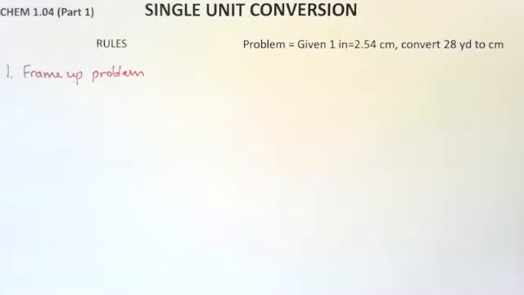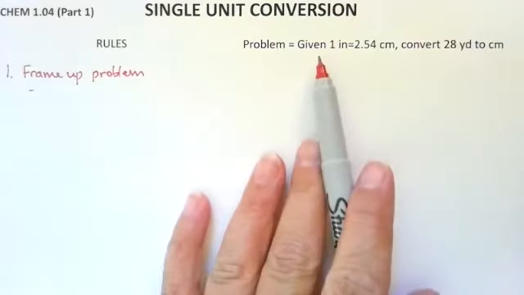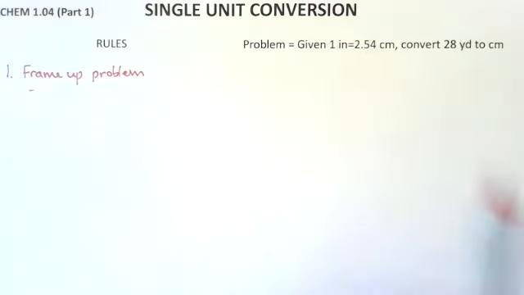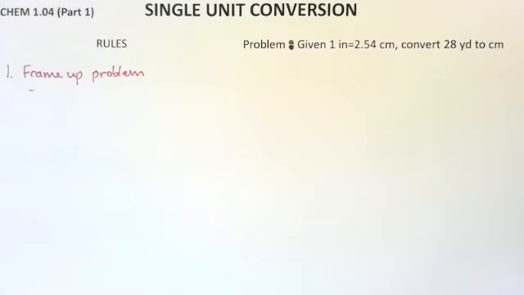If you've ever watched a house being built, you'll know that after they build the foundation, so we're assuming that you've got your foundation, they put a frame up around the house, and then they begin to build the house from the outside in. And that's exactly what we're going to do here. So when we frame up the problem, here's some tips. Our sample problem is: given that 1 inch is 2.54 centimeters, convert 28 yards to centimeters.